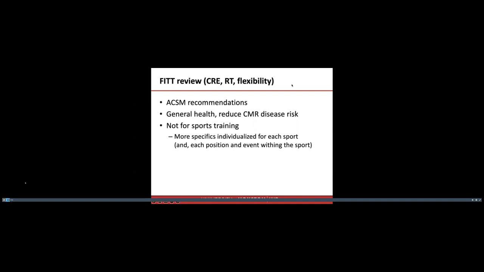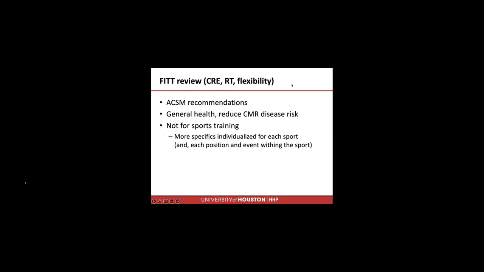Next up, let's do a little review of the FITT for cardiorespiratory endurance, resistance training exercises, and flexibility. These tables are all from your textbook, and they are the official ACSM recommendations for each of these three types of exercise. This is to improve general health, improve general fitness, good for just the average person trying to be fit and go about their daily lives.